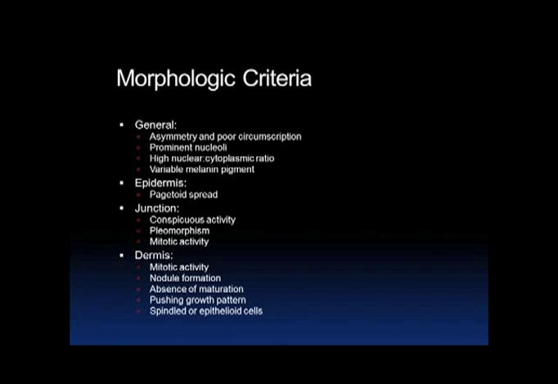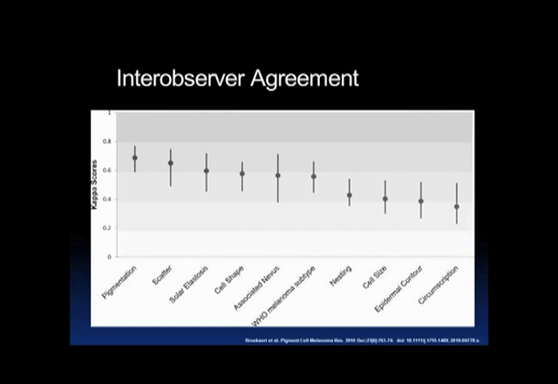And in the dermis, mitotic activity, nodule formation, absence of maturation, pushing growth pattern, and spindle or epithelioid cells are also raising suspicion of a malignancy. Now, having said that, you can see a lot of these features also in benign nevi, as I mentioned before.